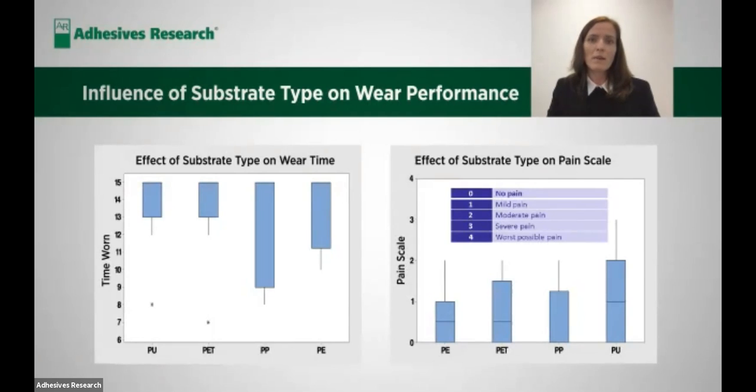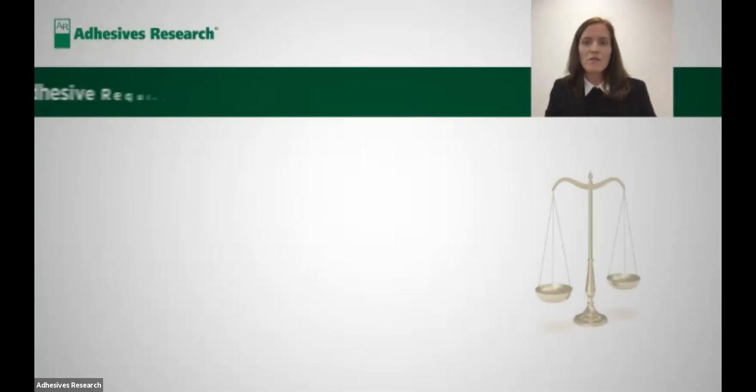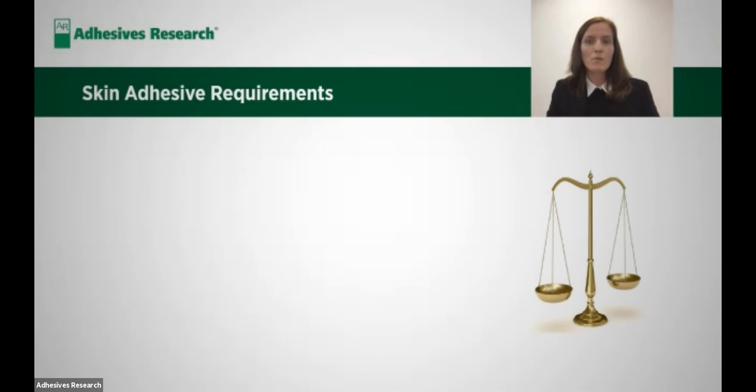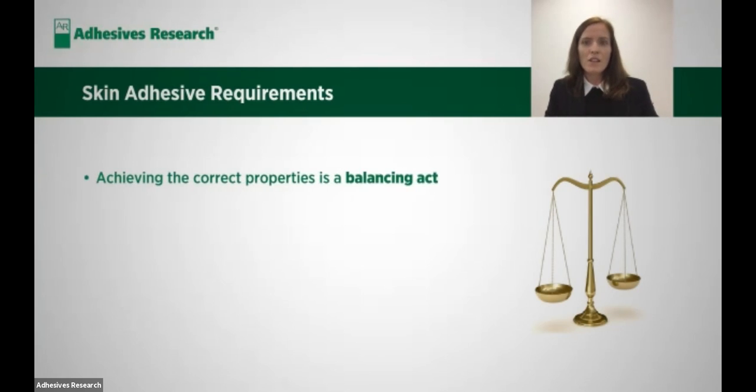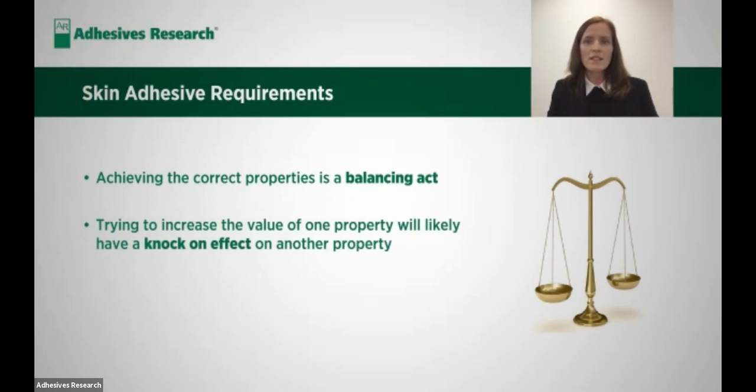But for instance, where you may have geriatric or pediatric skin, then the polyethylene substrate may be the best choice. That is why it is so critical to understand where the device is going to be worn and what target market. Adhesive selection for skin attachment is critical to assure proper therapeutic dose delivery and device function. Achieving the correct properties is a balancing act. Trying to increase the values of one property will likely have a knock-on effect on the other properties.